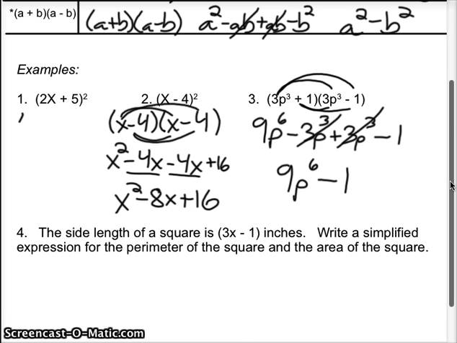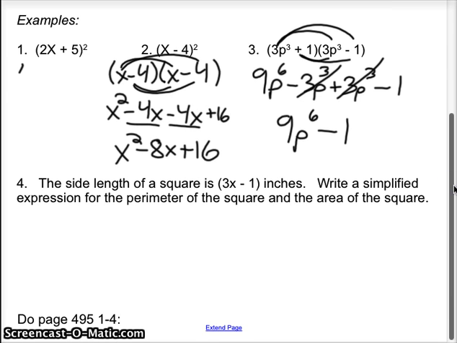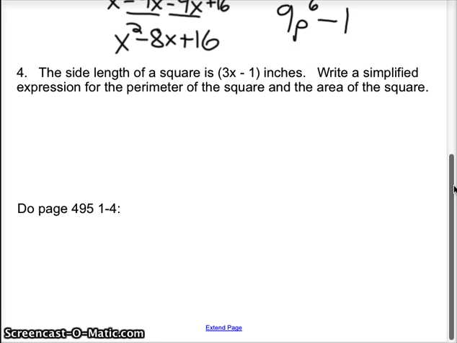Now these can also have some word problems to them. So let's look at number 4. The side length of a square is 3x minus 1 inches. Write a simplified expression for the perimeter of the square and the area of the square. So we have two things being asked of us here. So here's our square, and all the way around is 3x minus 1.